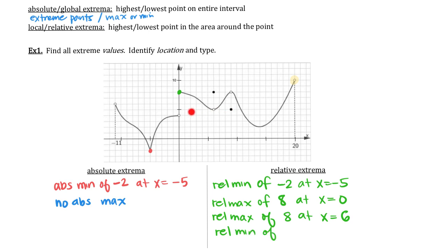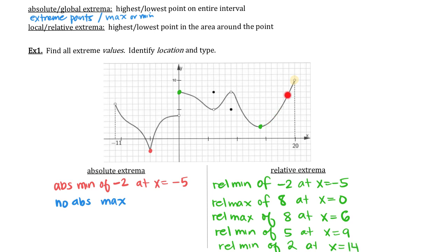The y value here is 5, and that occurs at x equals 9. Let's keep going on this graph. When I get down to here, that is lower than the points on the left and right, so that's a relative minimum. The value is 2, and that occurs at x equals 5, 10, 14.